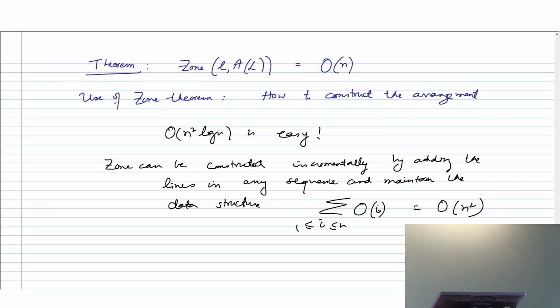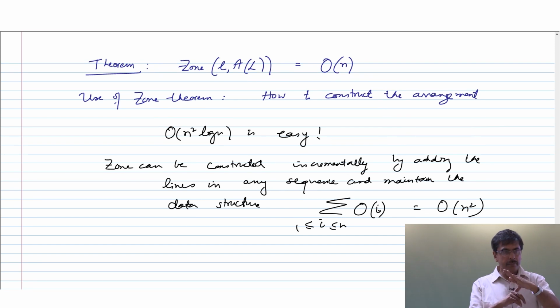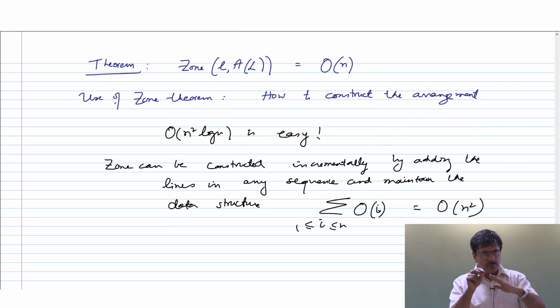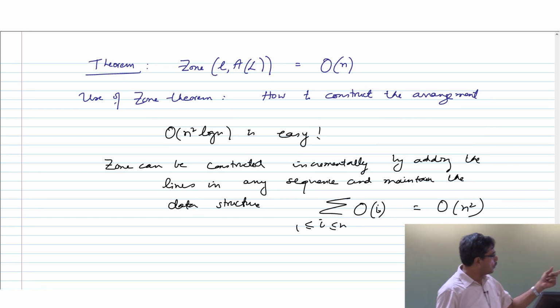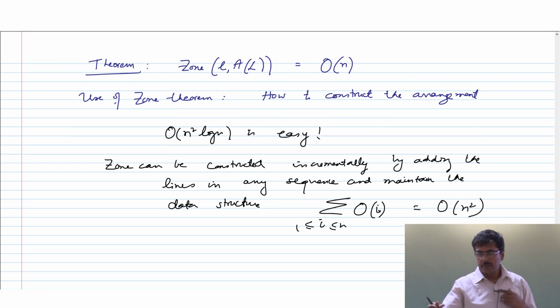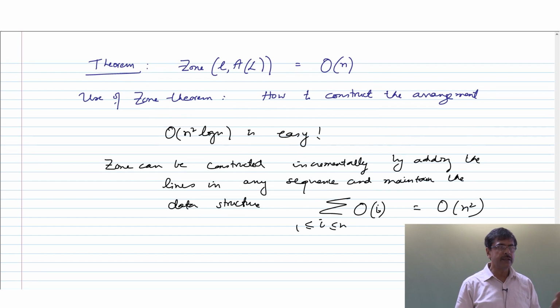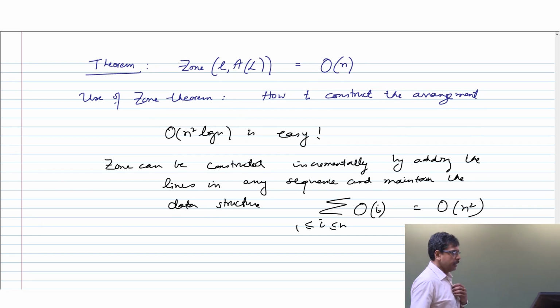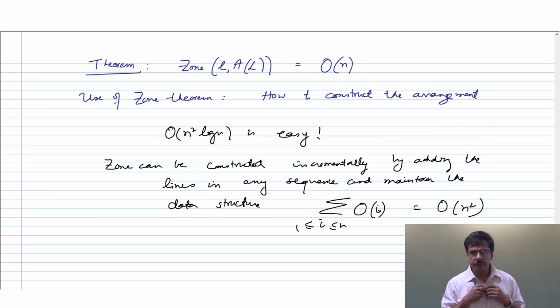So you stop here. Because every line I can add in order i time, because the zone is order i. To be a little careful about that, the next line takes a little bit more time, and a little bit more time. So it's big O of i for adding the ith line. So the summation is order n square. So you can beat the n square log n bound using the zone theorem. And I'll try to give you a proof of the zone theorem. I was hoping to do it, but the time is too little. I'll do it in the afternoon.